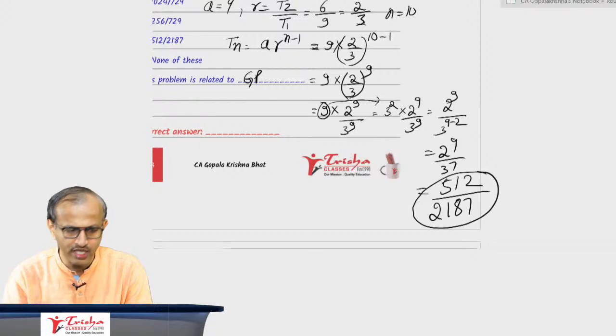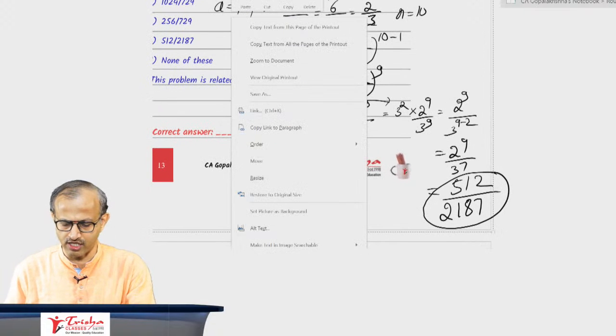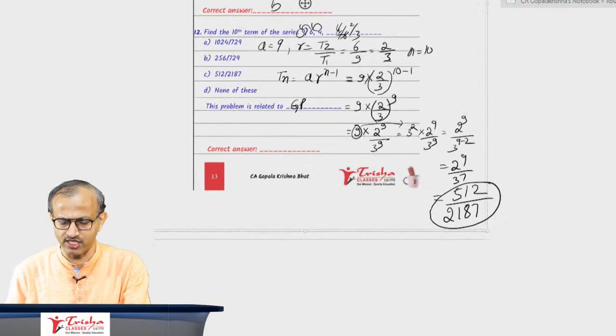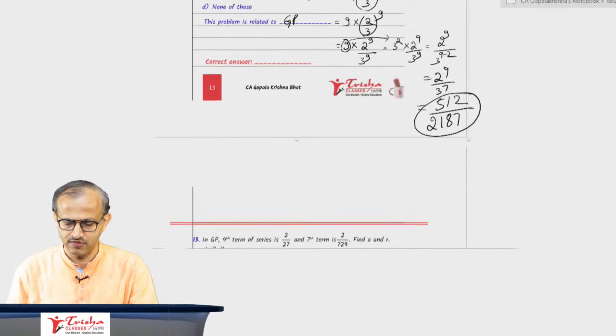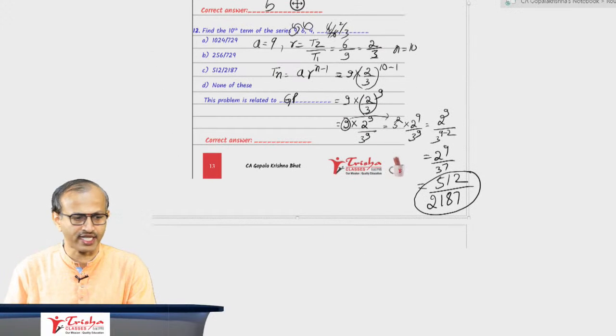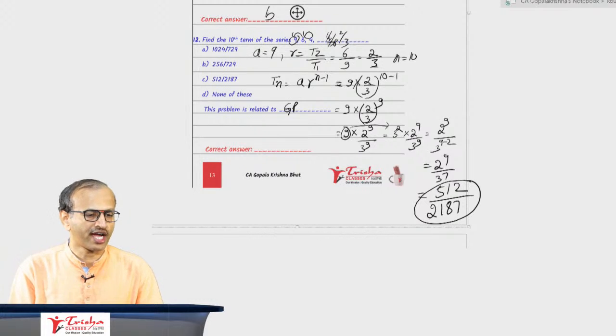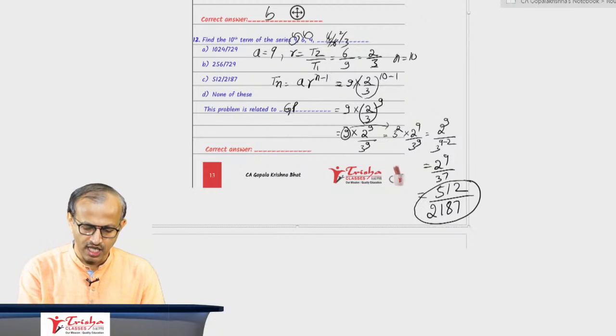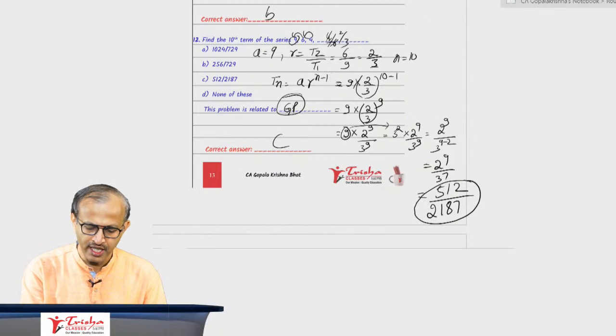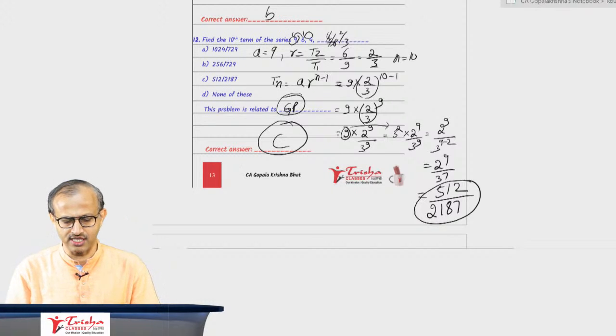Please respond to me. Okay, so tell me, what is the right answer? What is the correct answer? 512 divided by 2187. The answer is C. So it is a GP. The correct answer is C.